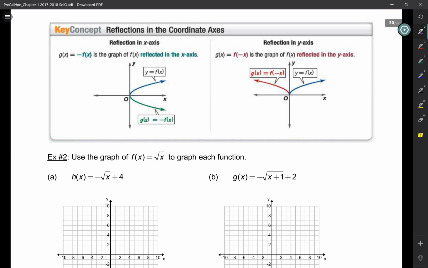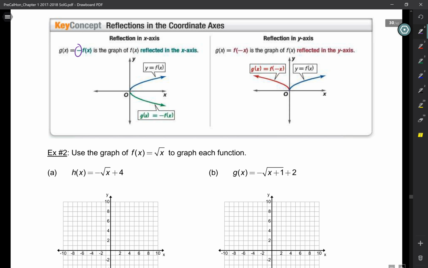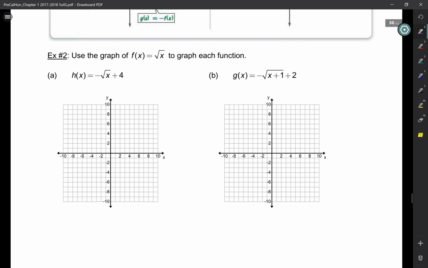Reflections. A graph is reflected around the x-axis if you have a negative out front. Okay? Now, if x is negative, the graph is reflected along the y-axis. Okay? So, take a look at these two.